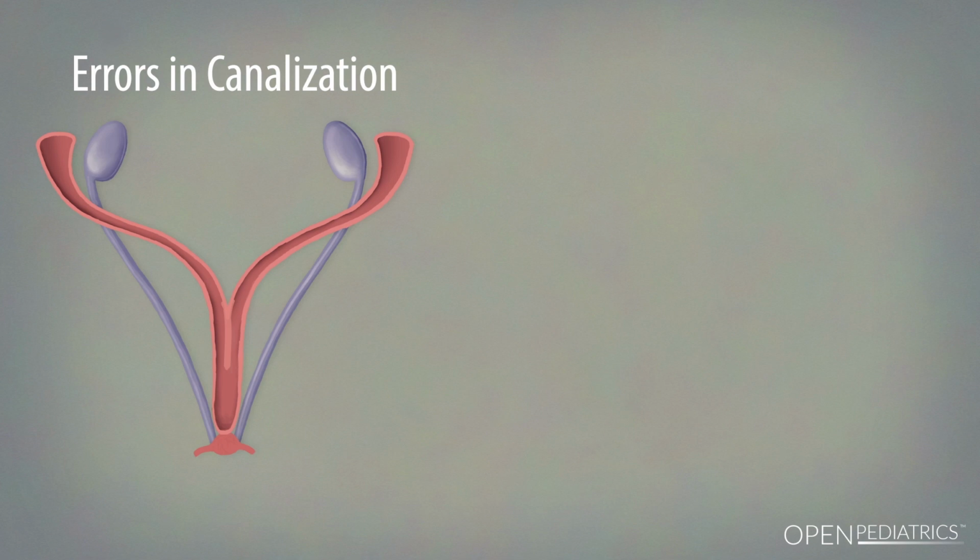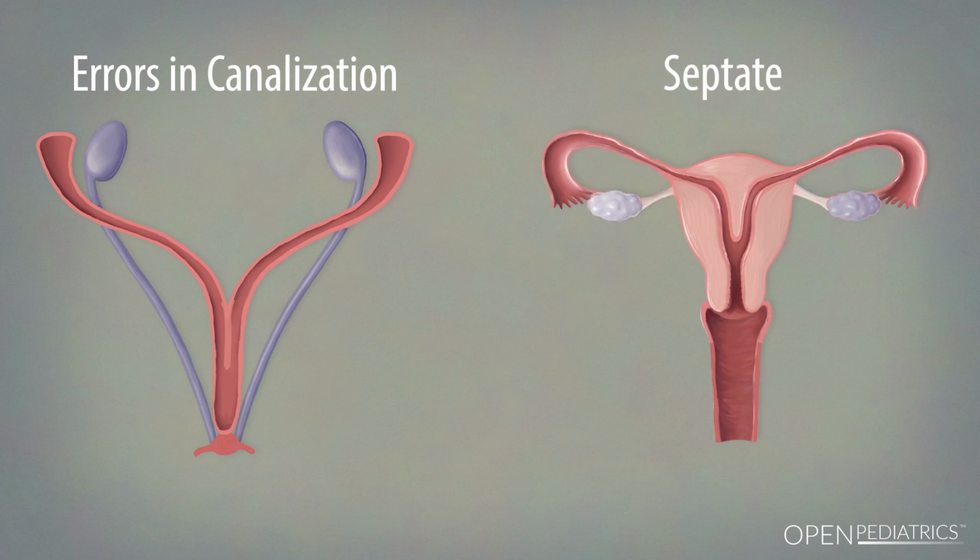Errors in canalization or resorption of the already fused Müllerian ducts can result in a septate uterus, which is the most common uterine anomaly. The septum can be of variable thickness and length and can be associated with a longitudinal vaginal septum. An arcuate uterus can result in a slight midline indentation and is considered a normal variant with no clinical significance.